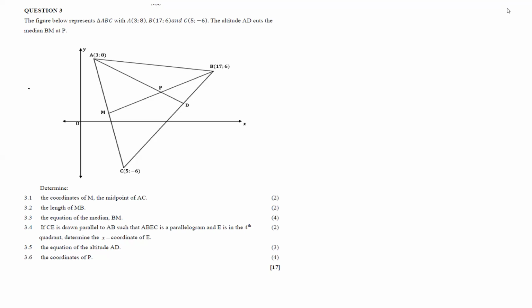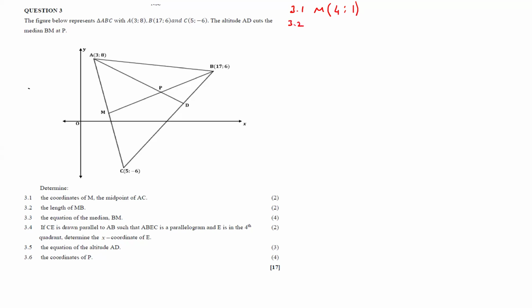When you look at the formula sheet, you'll see the formula for midpoint: (x1 plus x2) over 2, (y1 plus y2) over 2. So for 3.1, our coordinates M are going to be from A and C. 3 plus 5 over 2 is 4. And 8 plus negative 6 over 2 is 1. Positive 2 divided by 2, you'll get 1.